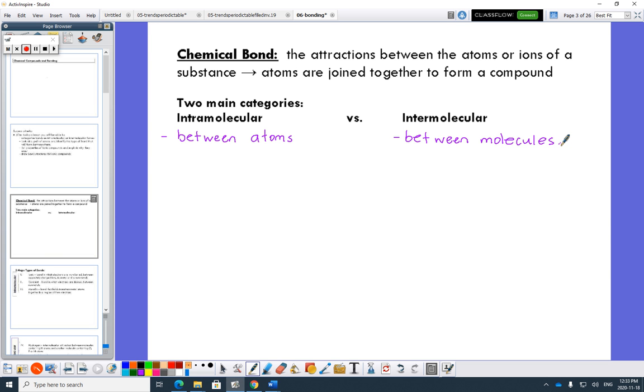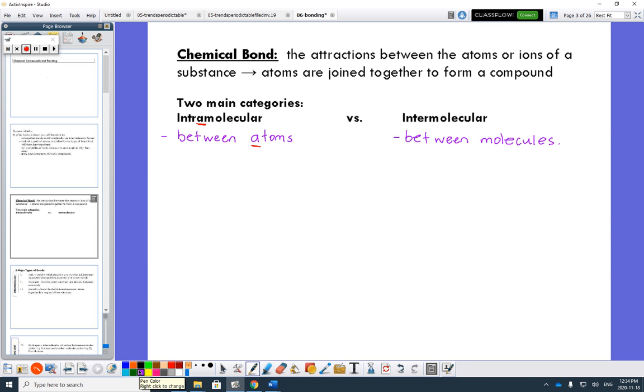So we have different classifications of bonds. Whether you call them bonds or forces, it doesn't really matter. So we're going to the most broad category, intramolecular and intermolecular. If you are into, again, tricks or ways to remember, this has an A. Atom starts with A. That's the best I got.